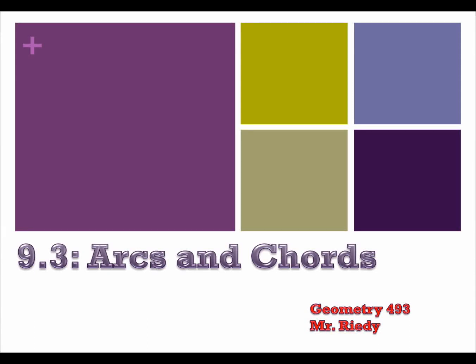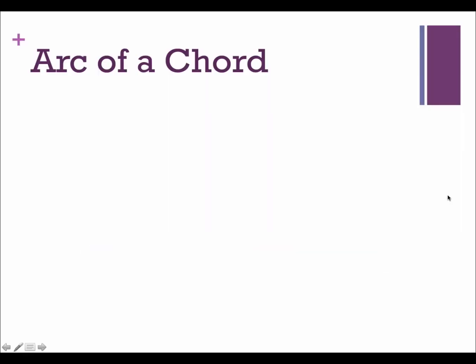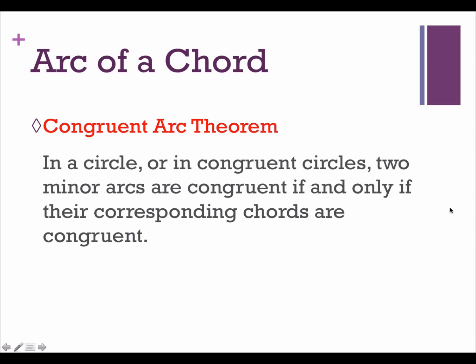We're going to start with 9.3 today, which looks at the comparison between arcs and chords. There are a number of different relationships that can get a little confusing, but we'll work it out just fine. So first of all, we've got two congruent arcs. If two arcs in a circle are congruent, then their corresponding chords are congruent.